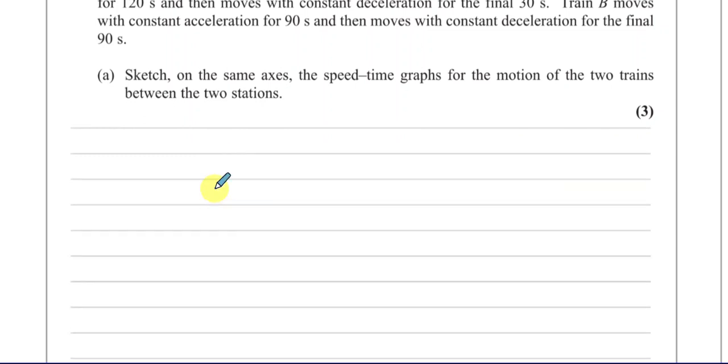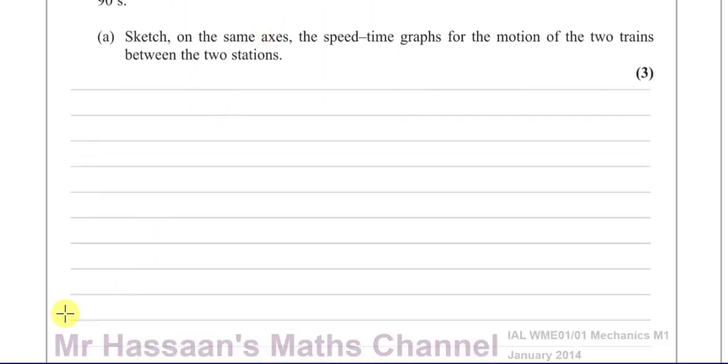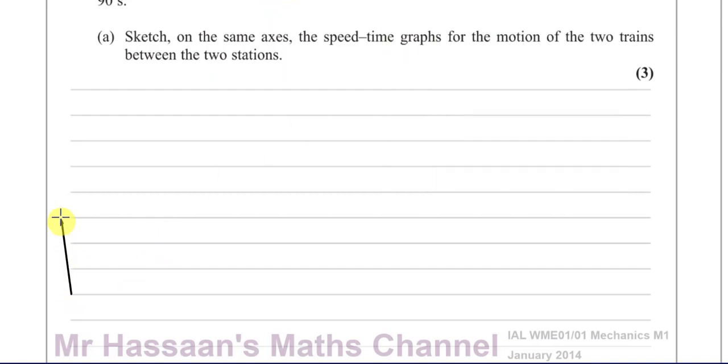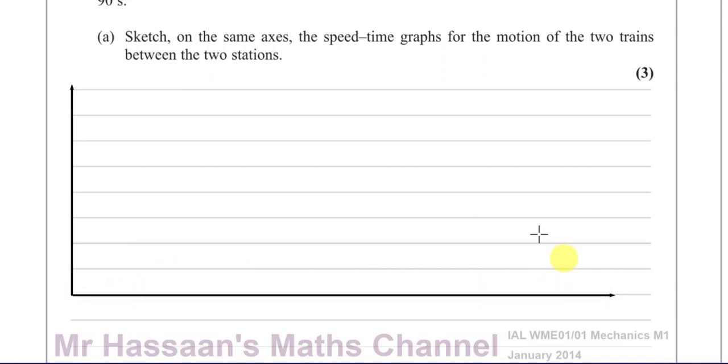Okay, so we have to make a speed time graph, and on that graph we have to show both journeys. Let me get the axes drawn. Those are the axes, so that's your speed and that's your time. The time is in seconds and the speed is in meters per second.